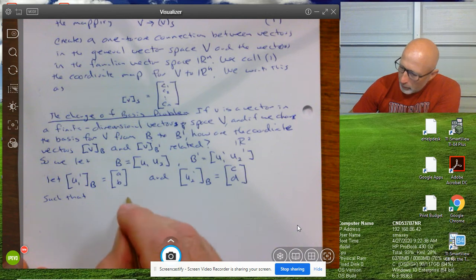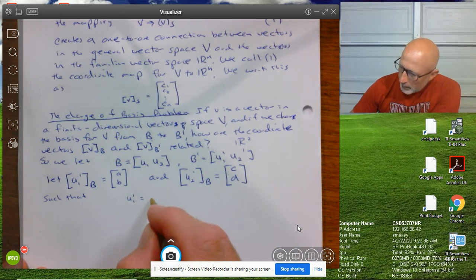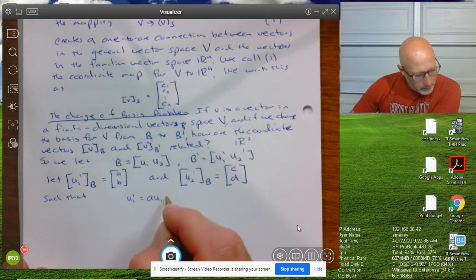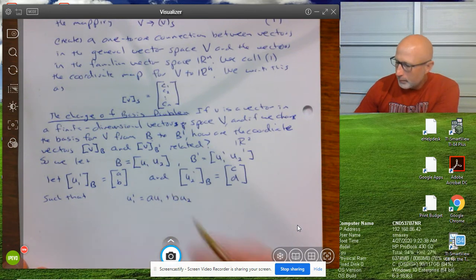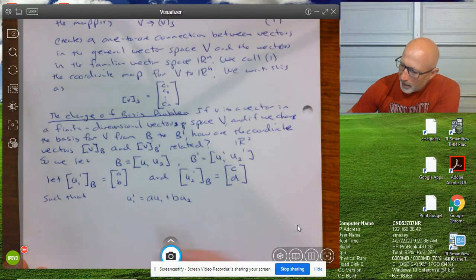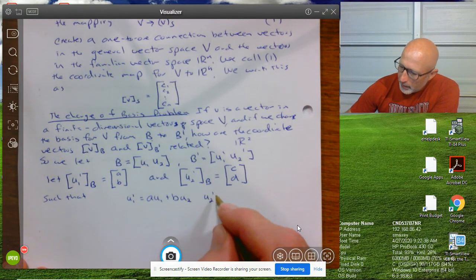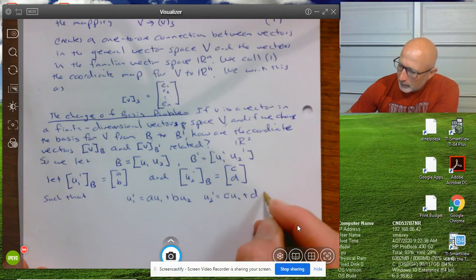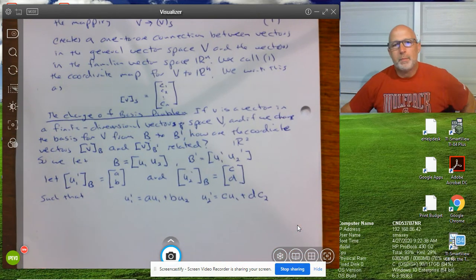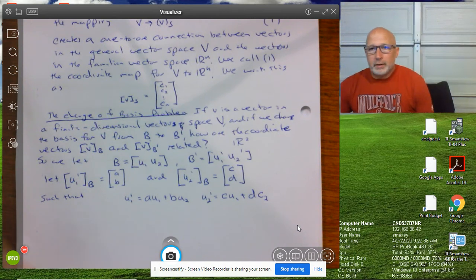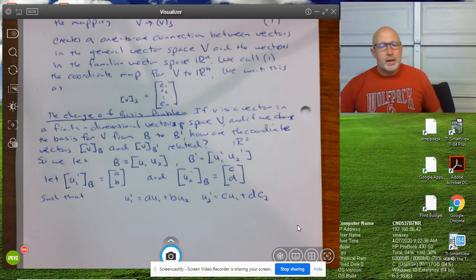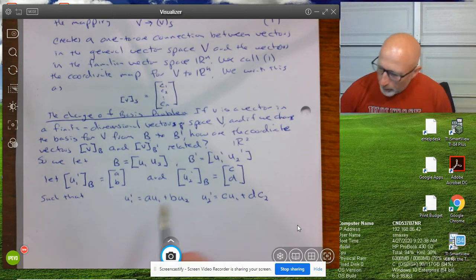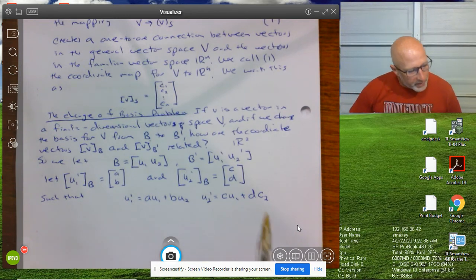So I have U1 prime is equal to A U1 plus B U2, and then I also have U2 prime is equal to C U1 plus D U2. Remember that since it's a basis, we can write it as a linear combination of the other vectors. That's all I've done there: I've simply rewritten it as a linear combination of the vectors.